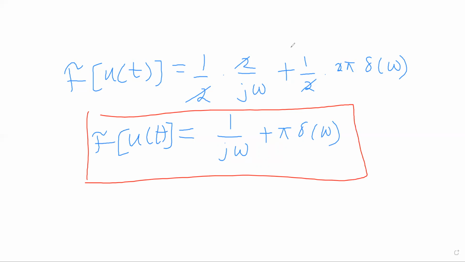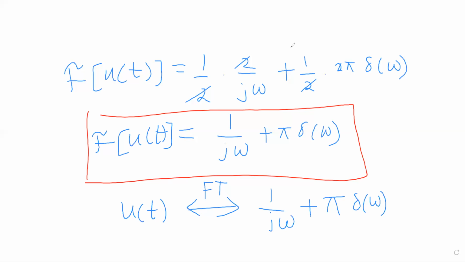Or else we can write it this way also: u of t is a Fourier transform pair with 1 by j omega plus pi delta omega. So that's the Fourier transform of the standard signal, the unit step function.